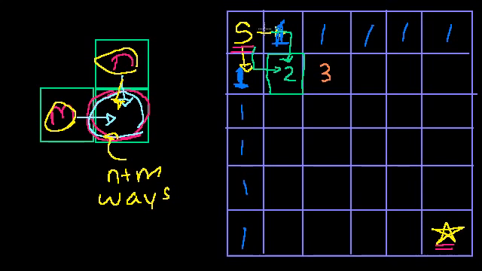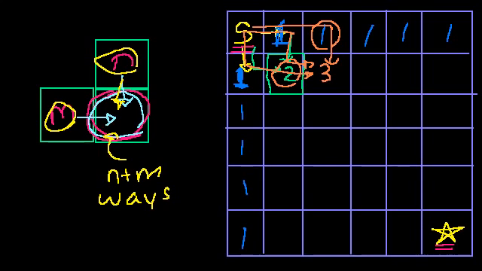So I could go all the way to the right. That's 1. I could go 2. Then I could go down that way. 3. And notice, out of all of the 3 ways to get here, one of them comes from this cell, and 2 of them comes from this cell. So that makes sense relative to the intuition I just gave you.